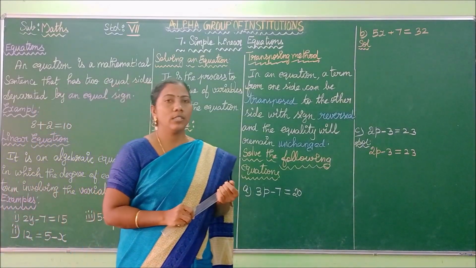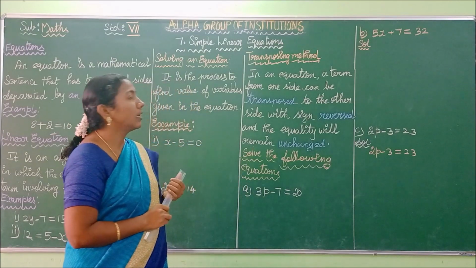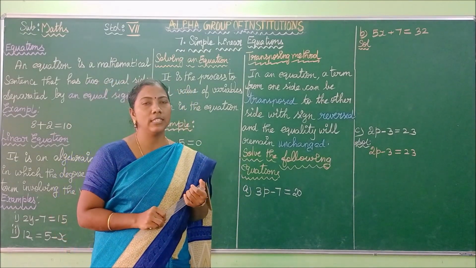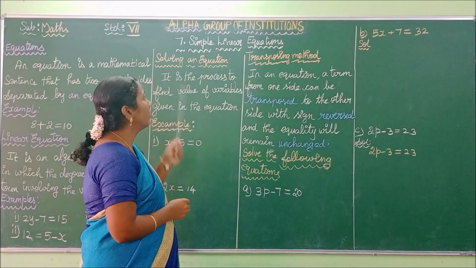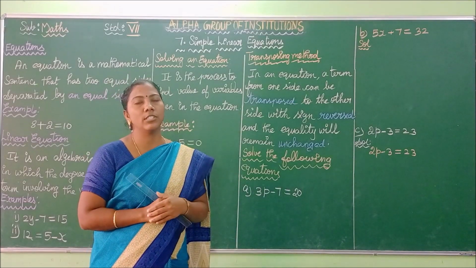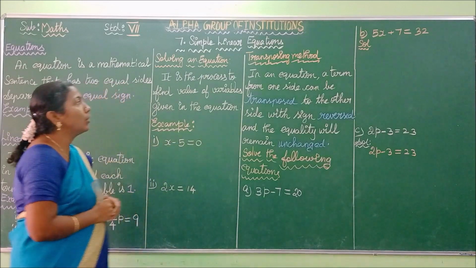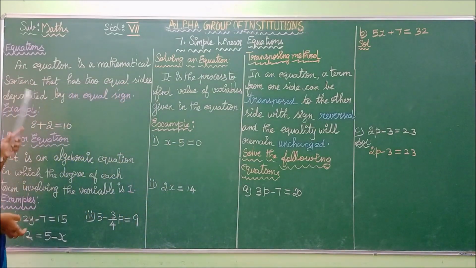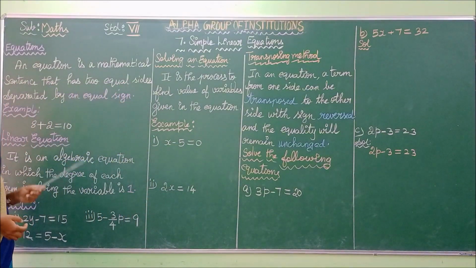Today we are going to see a new chapter. It is a very important and easy chapter. Chapter number 7. Name of the chapter is Simple Linear Equations. Before that, we are going to familiarize the terms equations and linear equation.